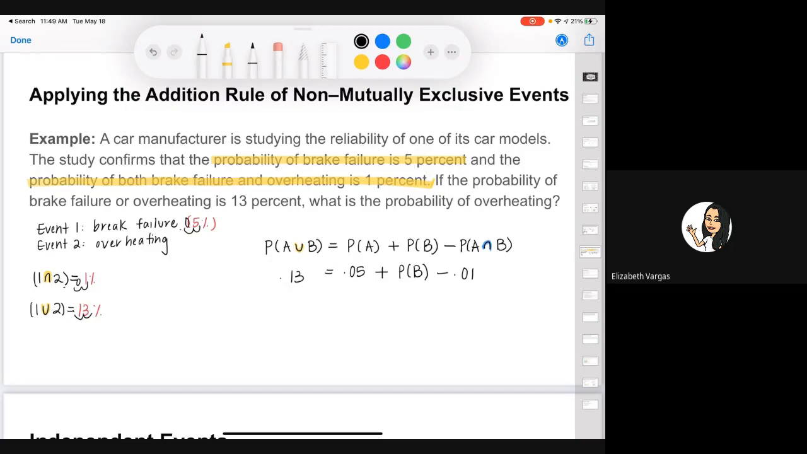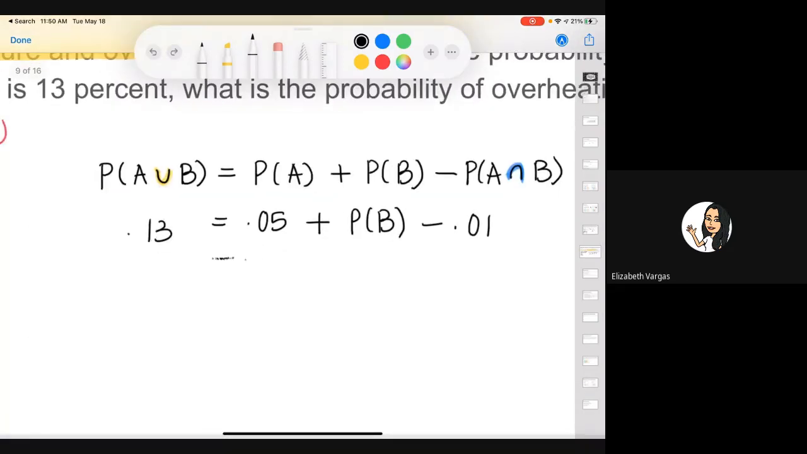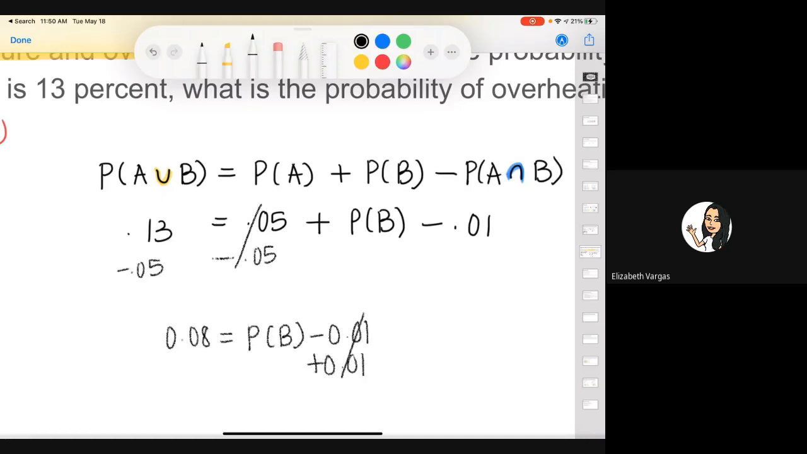So basically, I would either put this in my calculator, where probability of B is X. If I'm going to put that in my calculator, I want to make sure that I just have one variable there. Or I can go ahead and do it algebraically. Okay. So minus 0.05 on both sides. 0.08 equals probability of B minus 0.01. Move this to both sides.